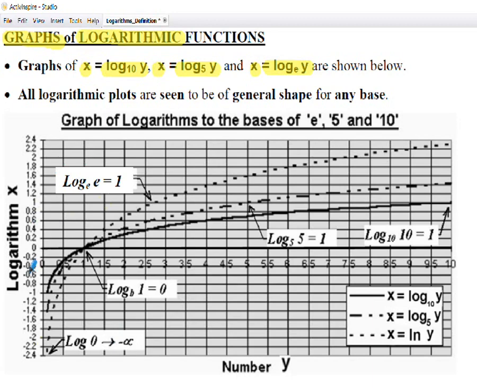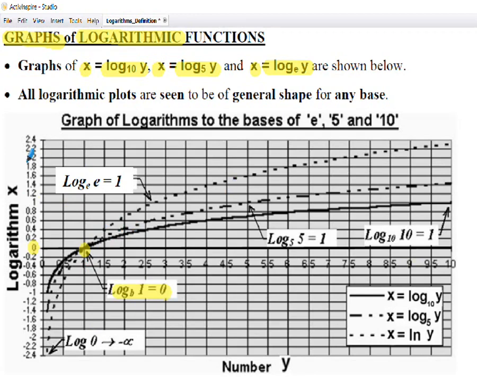What we're going to do now is look at some characteristics of logarithms. So when the logarithm x is equal to 0, notice that all the curves go through y is equal to 1. In other words, log of any base of 1 is equal to 0.